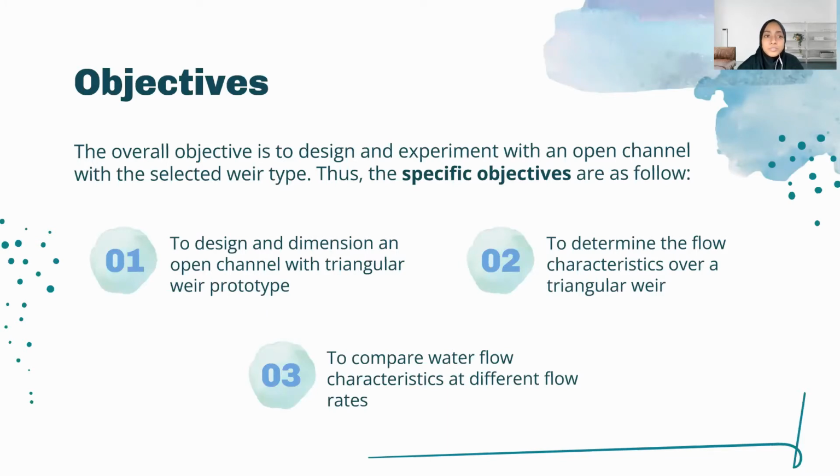Now I will continue the presentation with the objectives of our mini project. The overall objective is to design and experiment with an open channel with the selected weir type. The specific objectives are as follows. Firstly, to design and dimension an open channel with a triangular weir prototype. Secondly, to determine the flow characteristics of a triangular weir. And thirdly, to compare water flow characteristics at different flow rates.